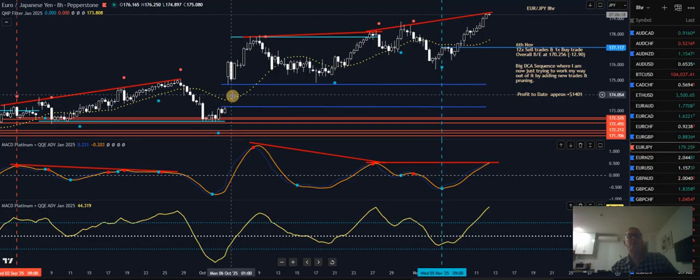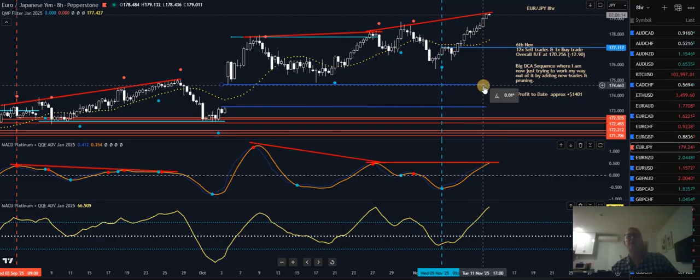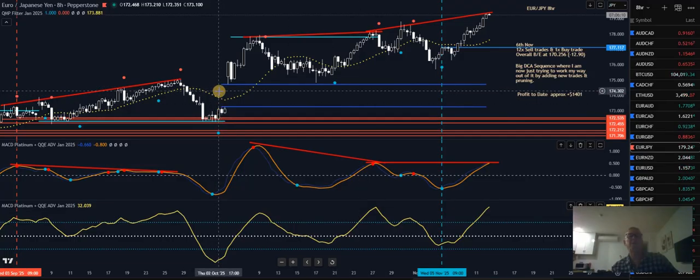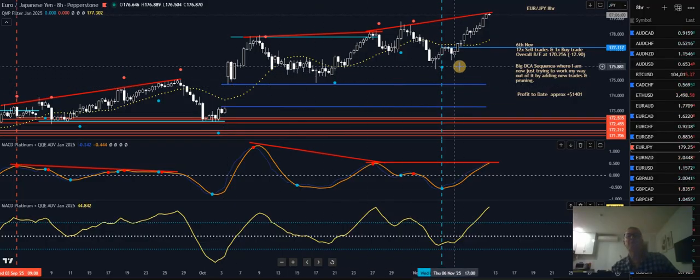These blue lines here are just a weekend gap that still hasn't been filled. I'm just going to keep on extending this to see how long it takes before it gets filled. That was the Japanese elections a few weeks ago, probably a month ago now. When was that? The 3rd of October, and what are we, the 12th of November, so just over a month.